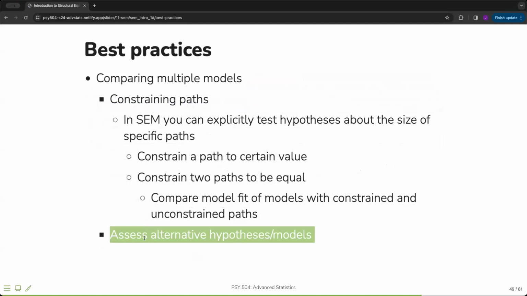Additionally, we can just assess an alternative hypothesis or model. Maybe we have some idea of a model that contains a variable that the original model doesn't even have that might fit the data better.